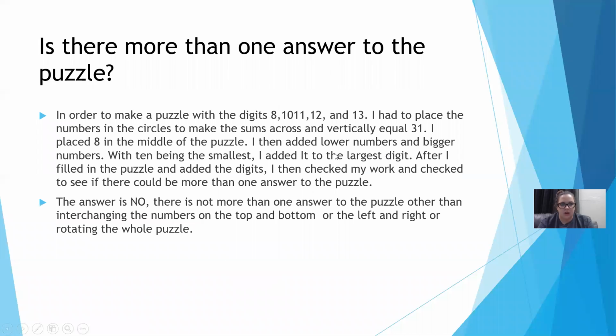I tried to play around with it, and in order to make the puzzle with the digits 8, 10, 11, 12, and 13, I had to place the numbers to make the sums across and vertically equal 31. After I filled the puzzle in with those digits, I checked my work to see if there could possibly be any more answers. And the answer is technically no, but you can interchange the numbers on the top and left, bottom and right, to rotate the whole puzzle.